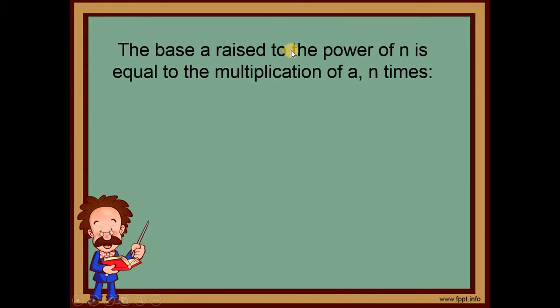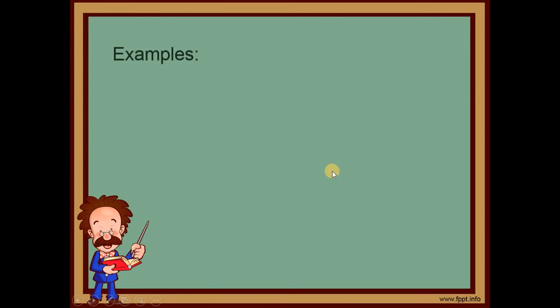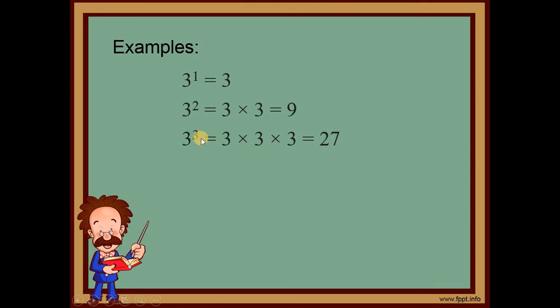The base a raised to the power of n is equal to the multiplication of a n times, like this. A raised to n is equals to a times a, this is n times, where a is the base and n is the exponent. Now let's have some examples, like 3 raised to 1, and this is just 3. 3 raised to 2 means 3 times 3, 2 times, and this equals to 9. 3 cubed is equals to 3 times 3 times 3, this is 3 times, or equals to 27.